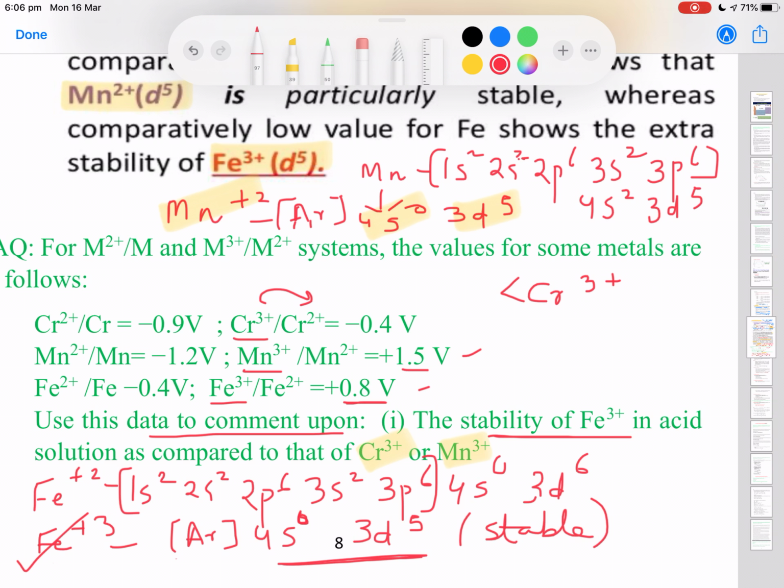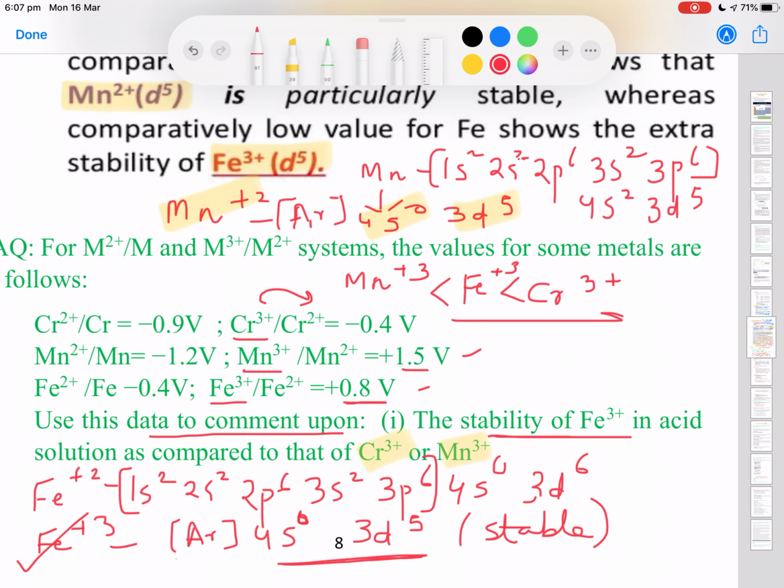That means Mn3+ is the one that happily wants to get reduced because its reduction potential is more positive. So if it happily wants to change its state from +3 to +2, will its +3 state be more stable? Of course not. So the least stable state is manganese +3. And in between we have to fit in our ferric, that is Fe3+.